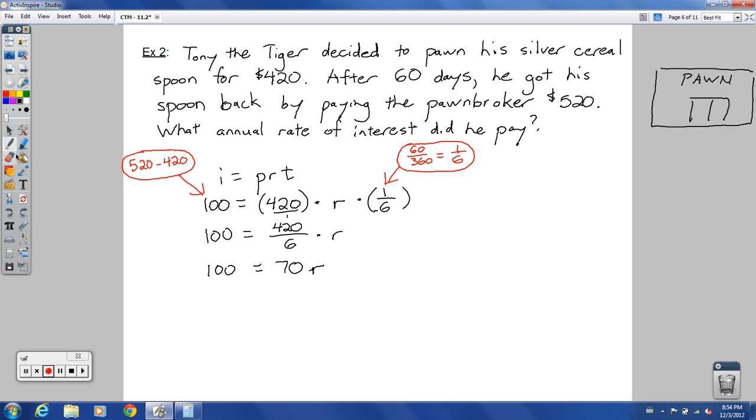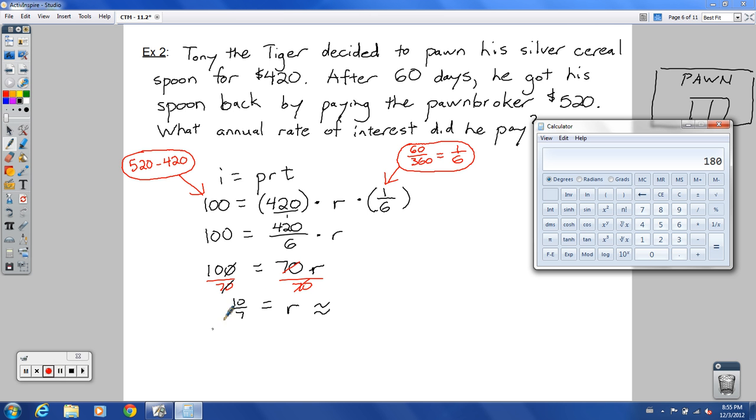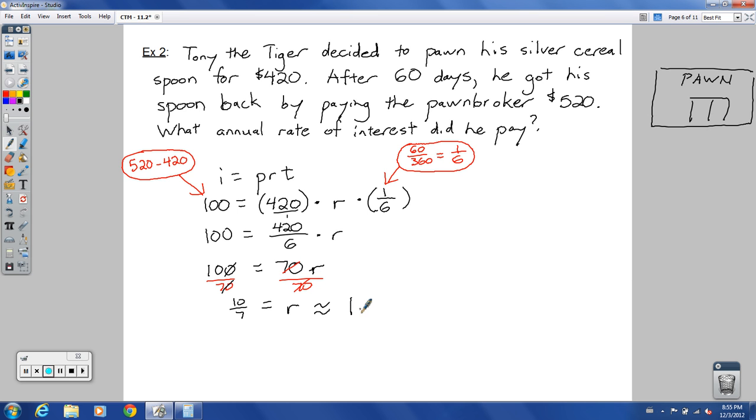Why don't I do that? I'm going to do that in a different color here, so please do the same. So divide by 70. We are solving the equation for R. So we have R is 10/7. The 70 would cancel out here and here. And you're not going to say there's a 10/7 rate of interest. That's not going to make sense to somebody. So you would make that a decimal. 10 divided by 7 gives you 1.43, rounded off to the nearest hundredth. That's what I'll go with for now. So 1.43.